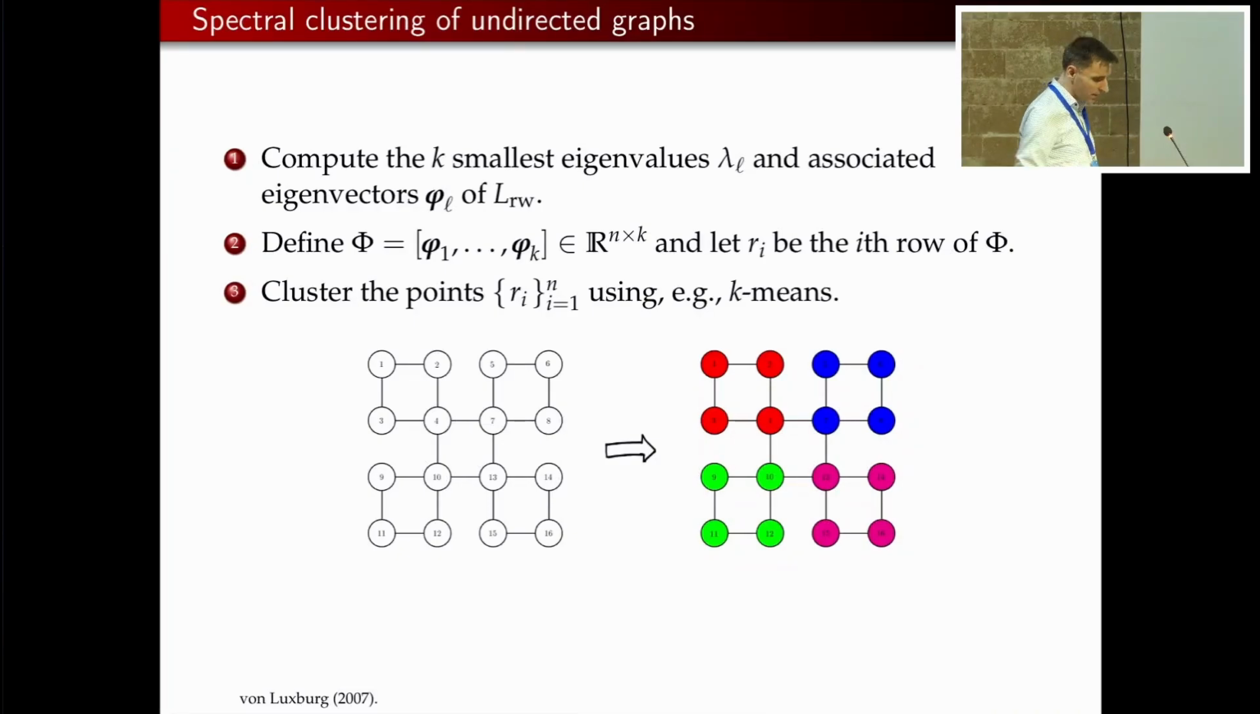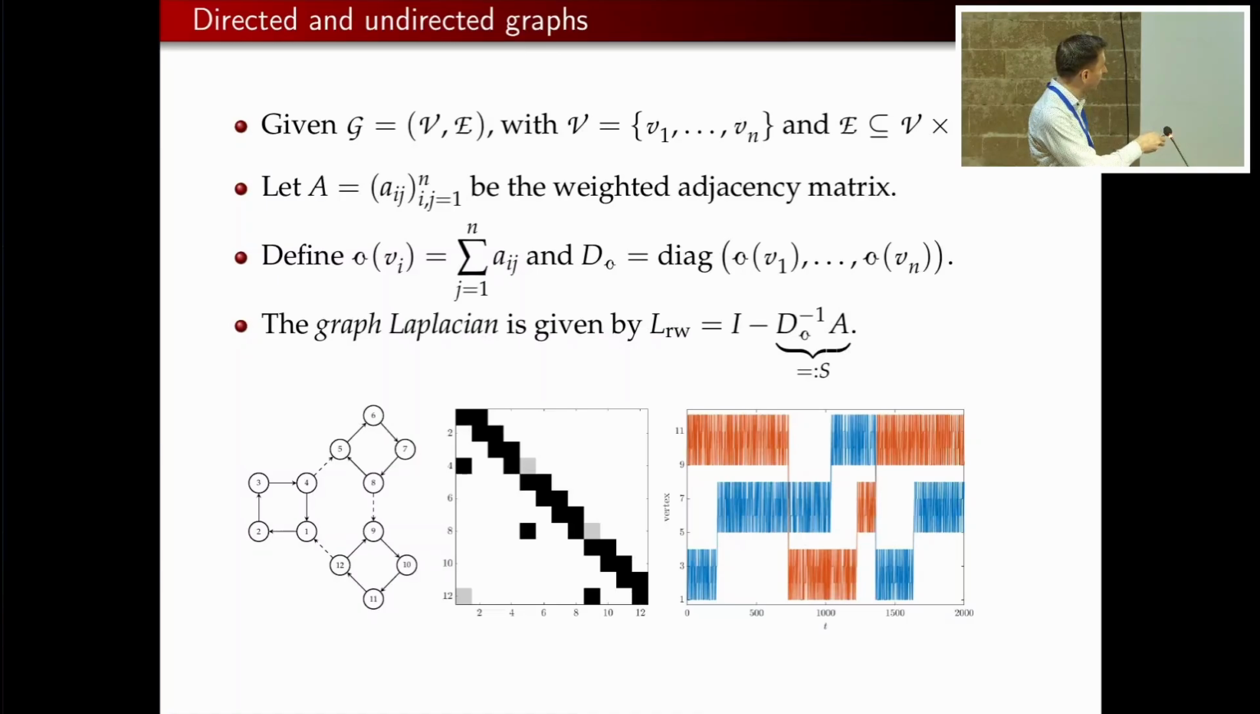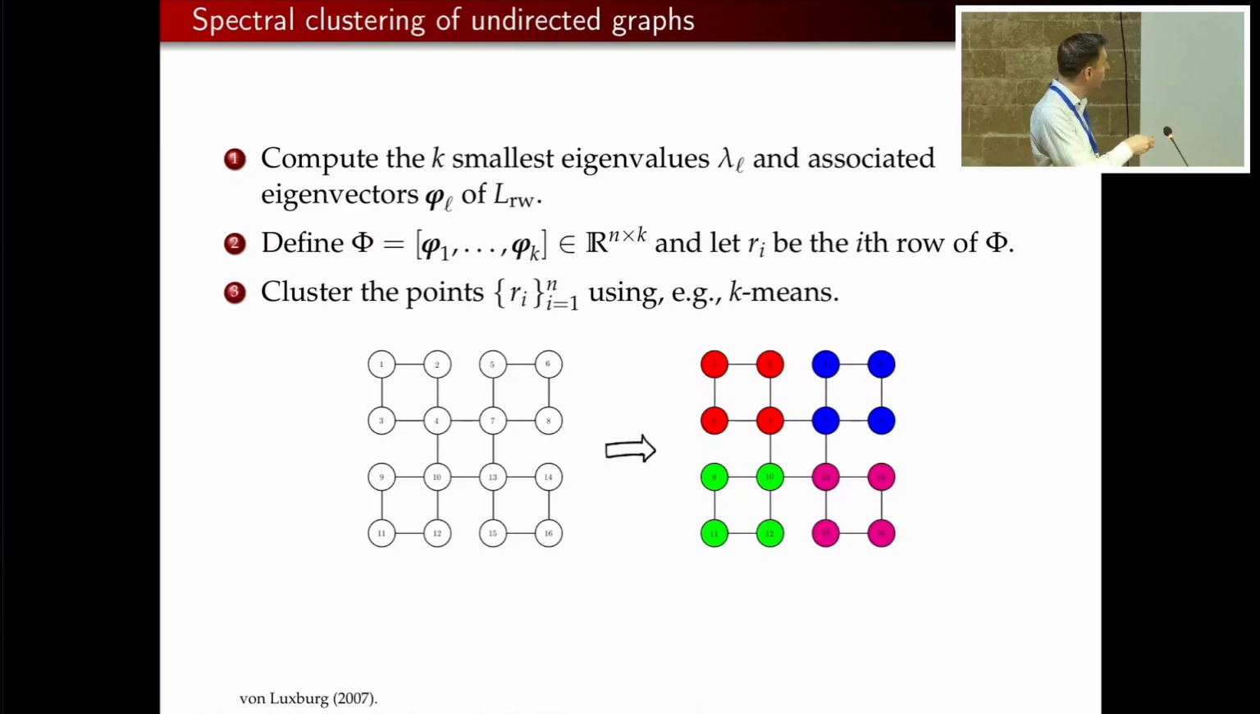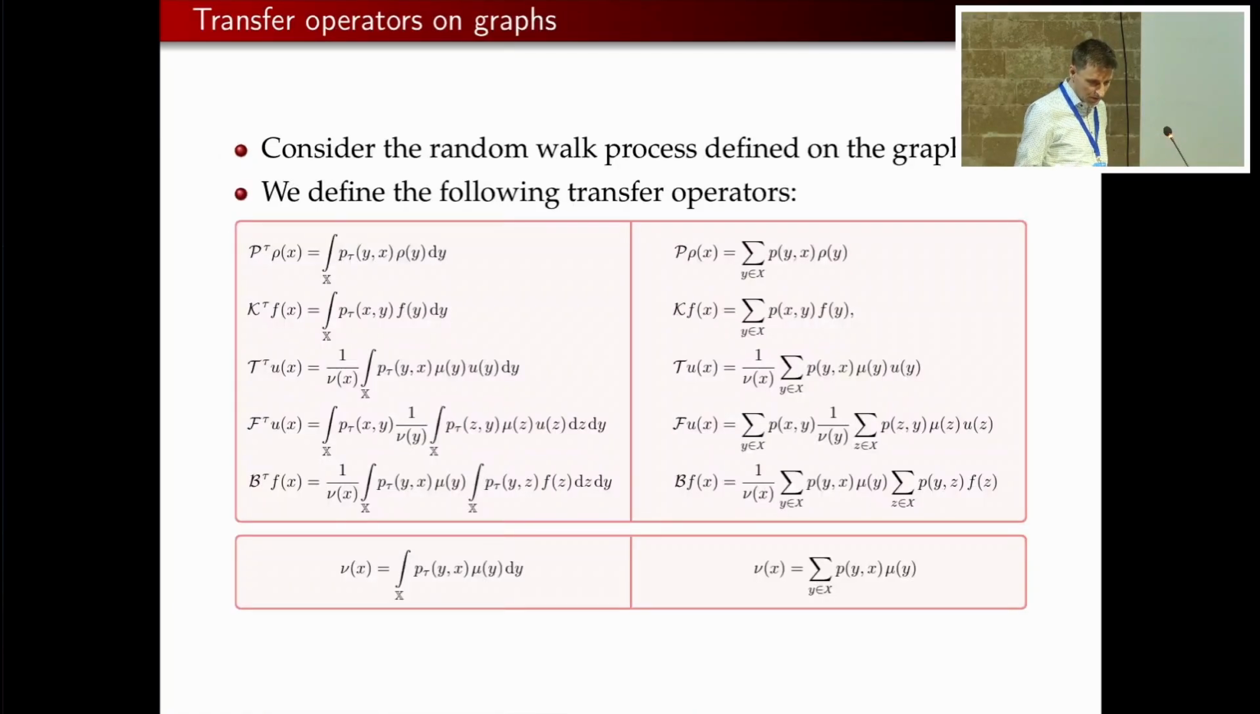And you can view this, basically, this matrix S is just the Koopman operator. And then you can compute also the Frobenius operator and the other operators in the same way. And in this case, we would identify 4 clusters. But we want to extend this now to directed graphs and also time-evolving graphs.